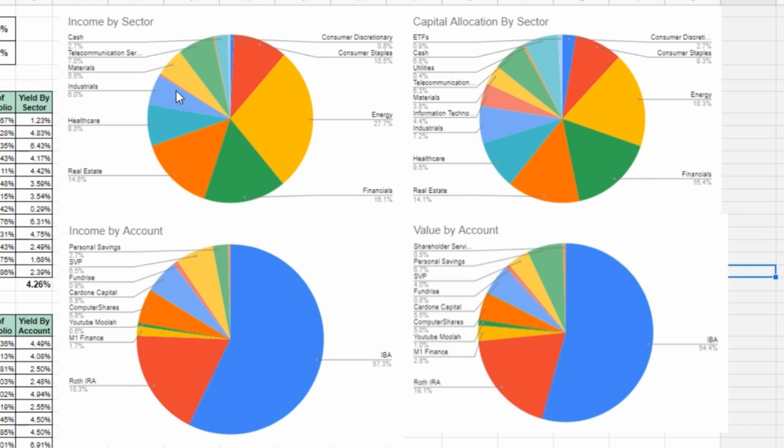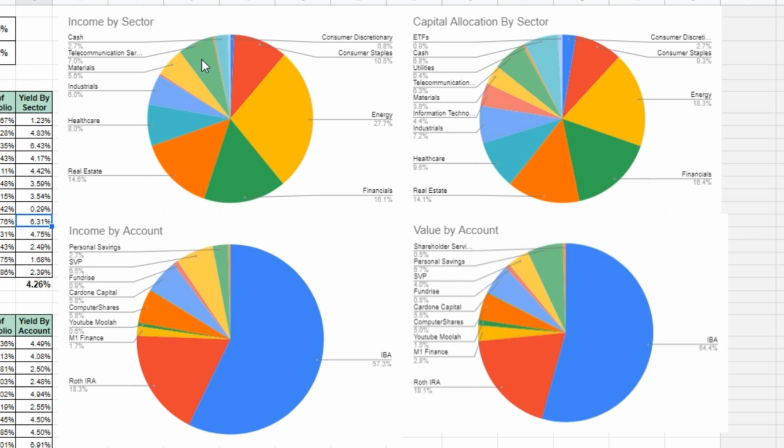Industrials is up there as well. Materials is coming up pretty well. That's my investment in BHP as well as LYB. You can see that brings the materials sector up. Even though it's just under 4% in terms of capital allocation, it ends up being about 5.6% in terms of overall income, and that's based off the fact that it's got a 6.3% yield. So it's comparable to energy with respect to its yield by sector, bringing up that just under 4% in terms of materials to just under 6% in terms of income from this sector.